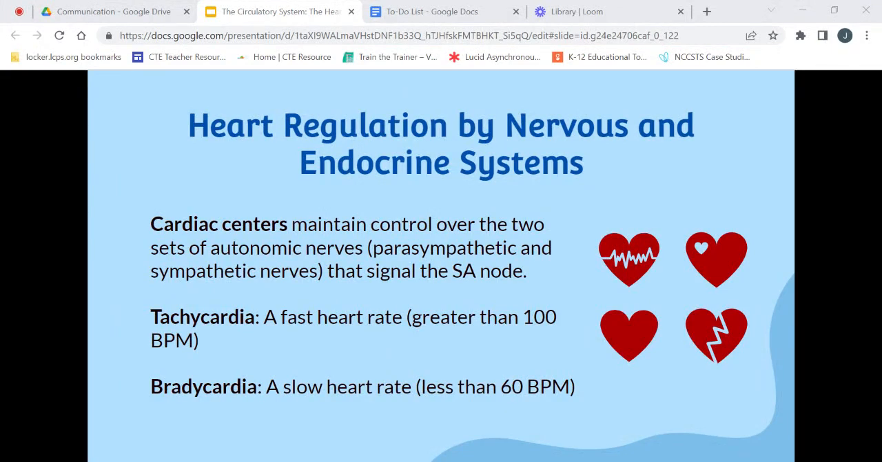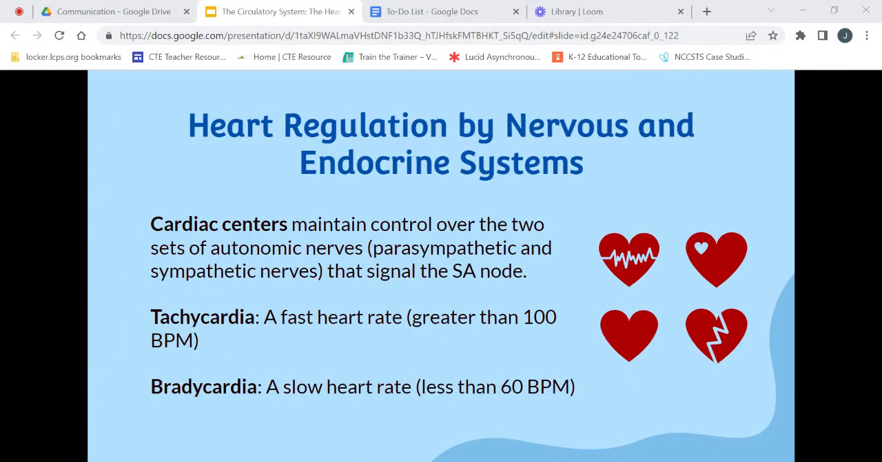Norepinephrine binds to receptors known as beta-adrenergic receptors. These receptors are targeted by beta blockers, which are drugs used clinically in the treatment of hypertension and other types of heart disease. So an example of a beta blocker would be metoprolol.